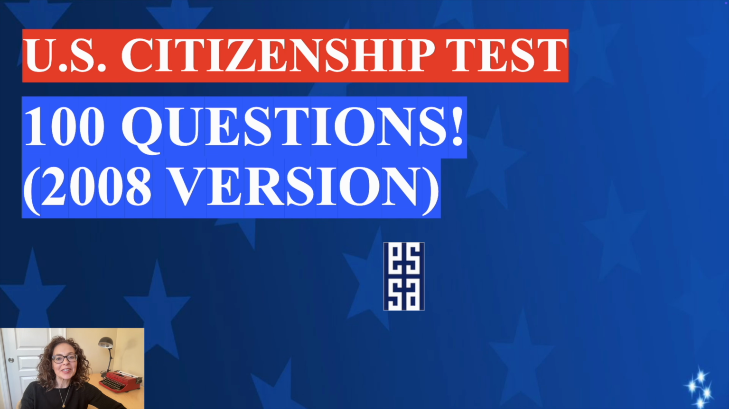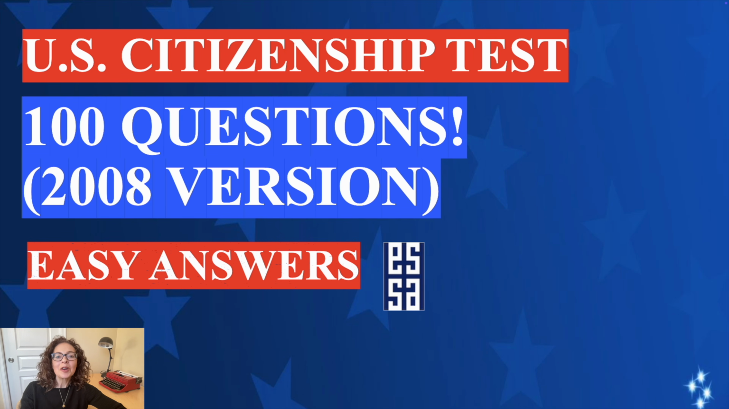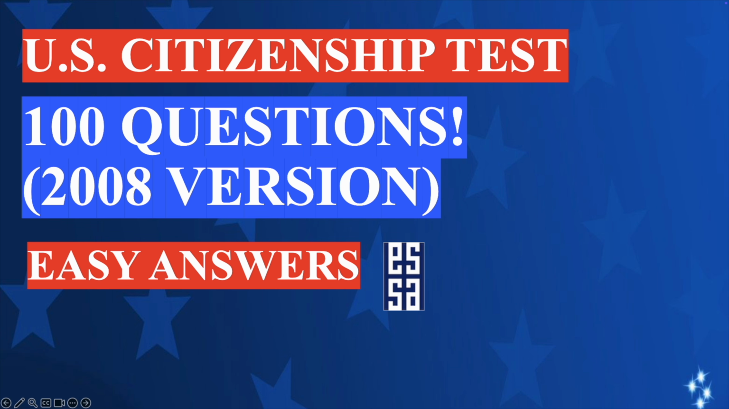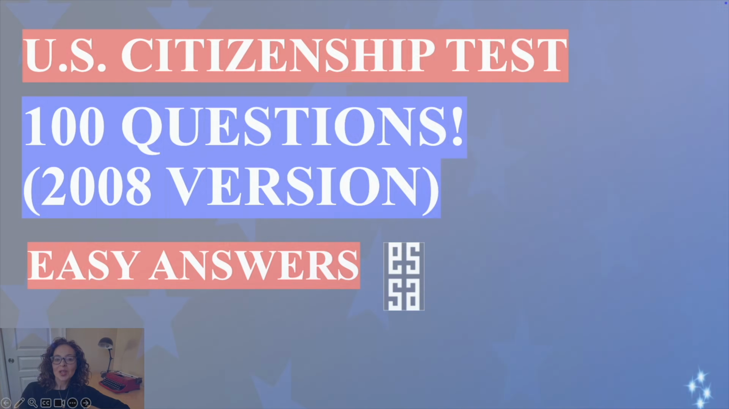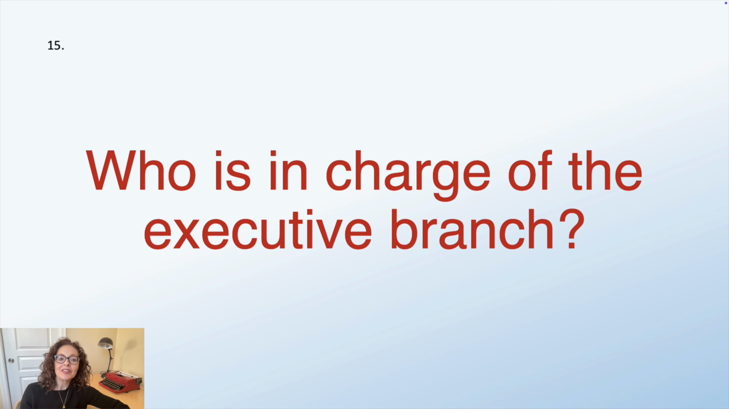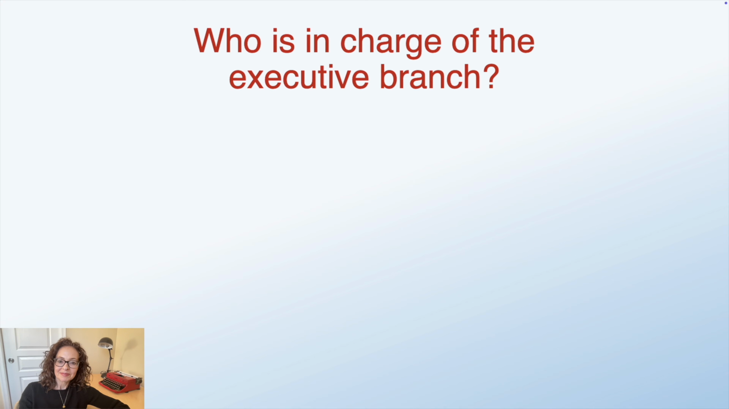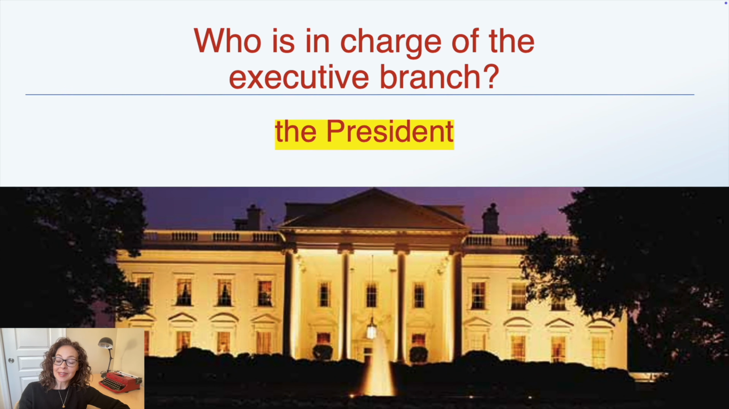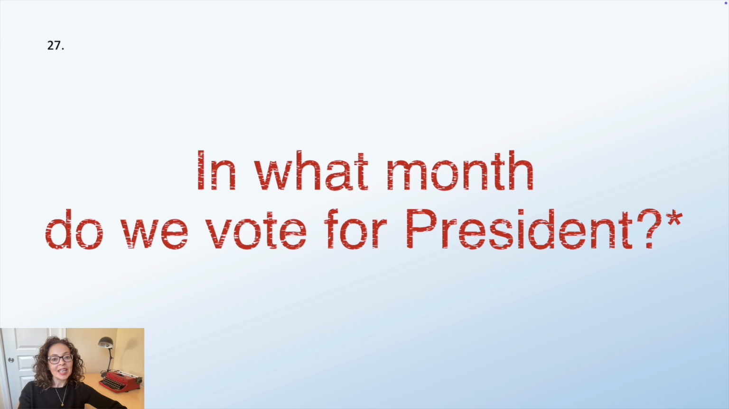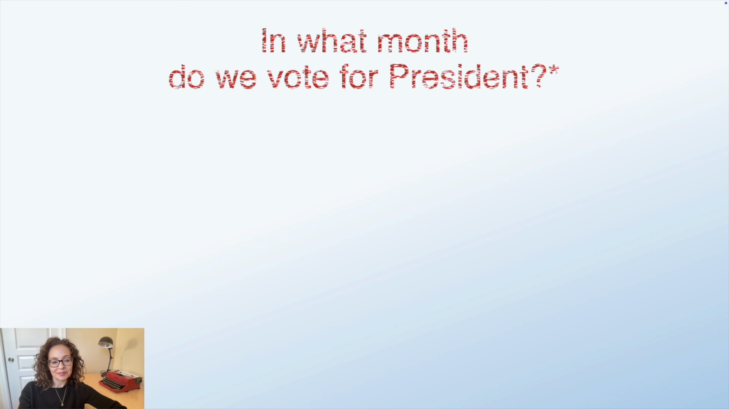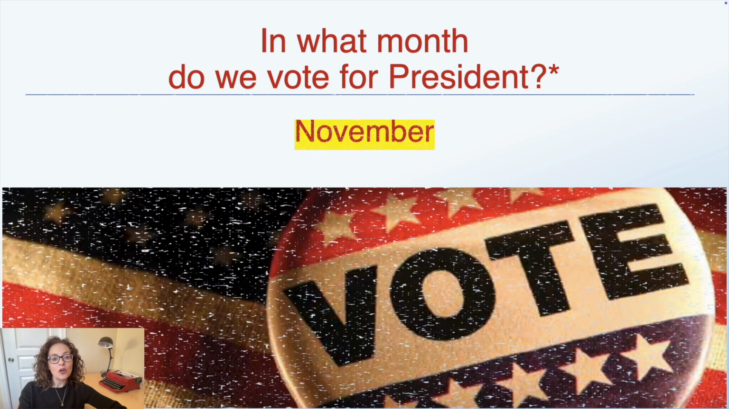Today we have another easy answer video for the 100 civics questions. We're going to go a little bit faster though. So let's just get started with Who is in charge of the executive branch? The president. In what month do we vote for president? November.